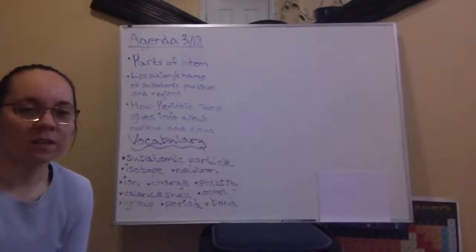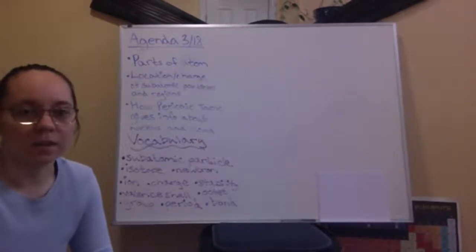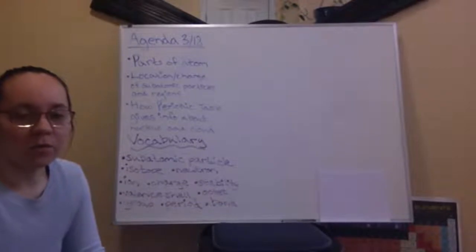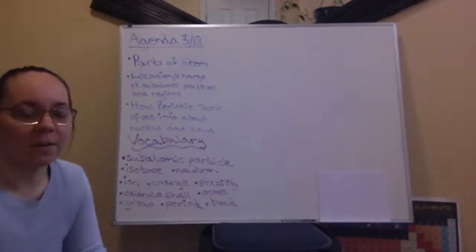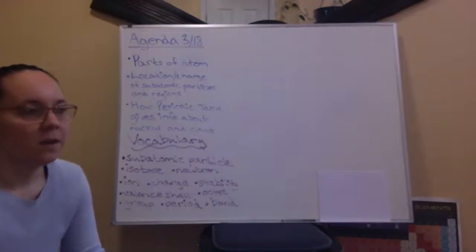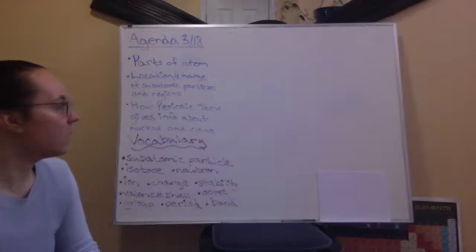So I'm just going to lay down what we're going to be working on today, and I'll put it in the chat too. What I'm going to be talking about today is an overview of the atom. I'm going to be talking about the parts of the atom. What are the subatomic particles? Where are they located? What does the periodic table tell us about these things?